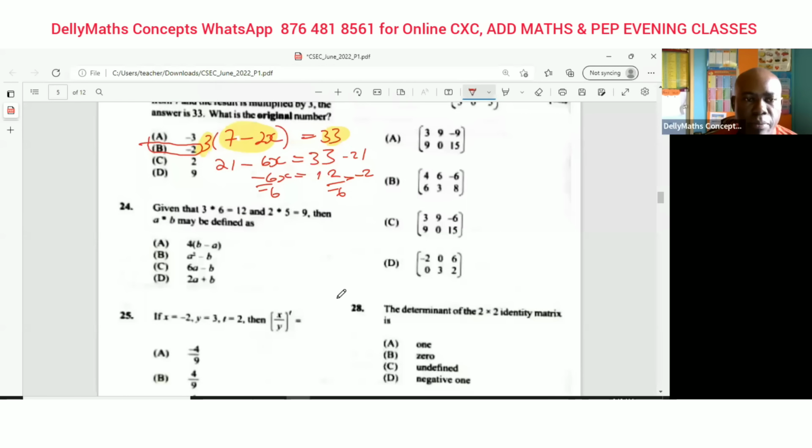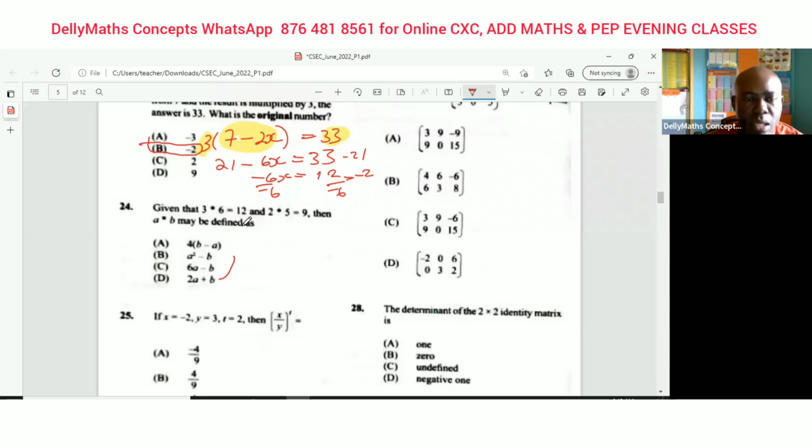All right, so given that 3 asterisk 6 is 12 and 2 asterisk 5 is 9, then A asterisk B is what? We're saying which one of these? Guys, we can just simply try these. Look at them. I'll try this one right now.